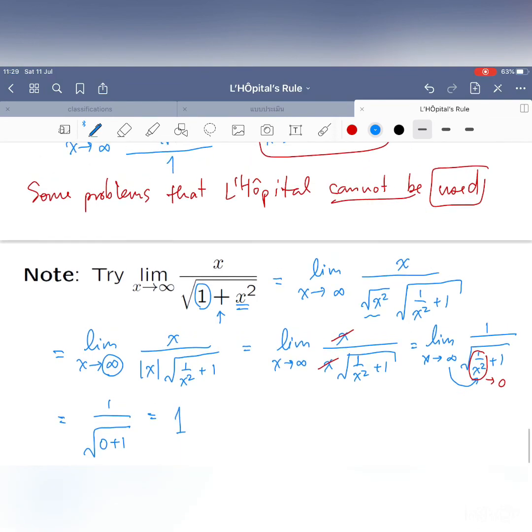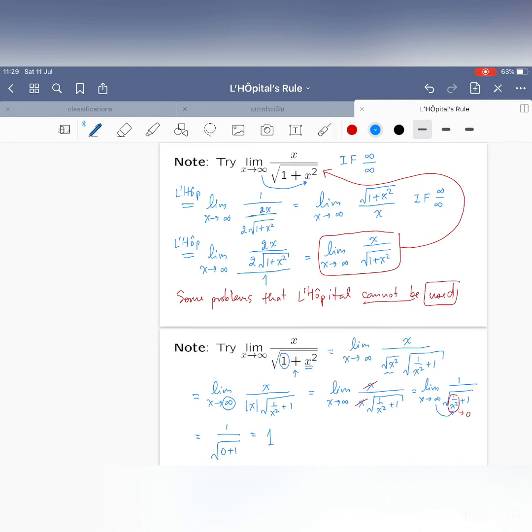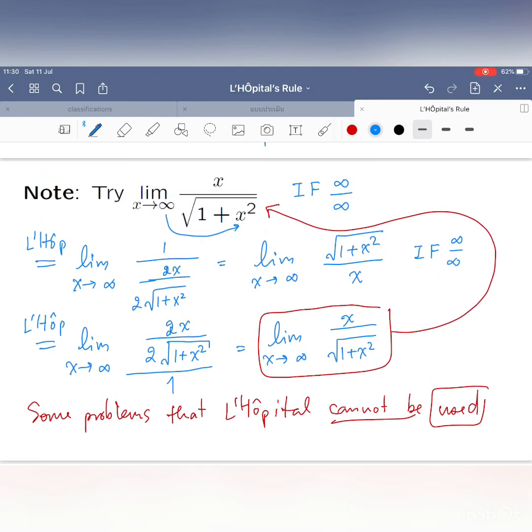Okay, so don't forget that there are some problems that L'Hopital cannot be used on, for example this one that we gave you here, and then you may need to use the technique that you learned before to take care of this kind of problem. All right. Okay, so this is the end of this clip, and this is the end of the clip about L'Hopital's rule.